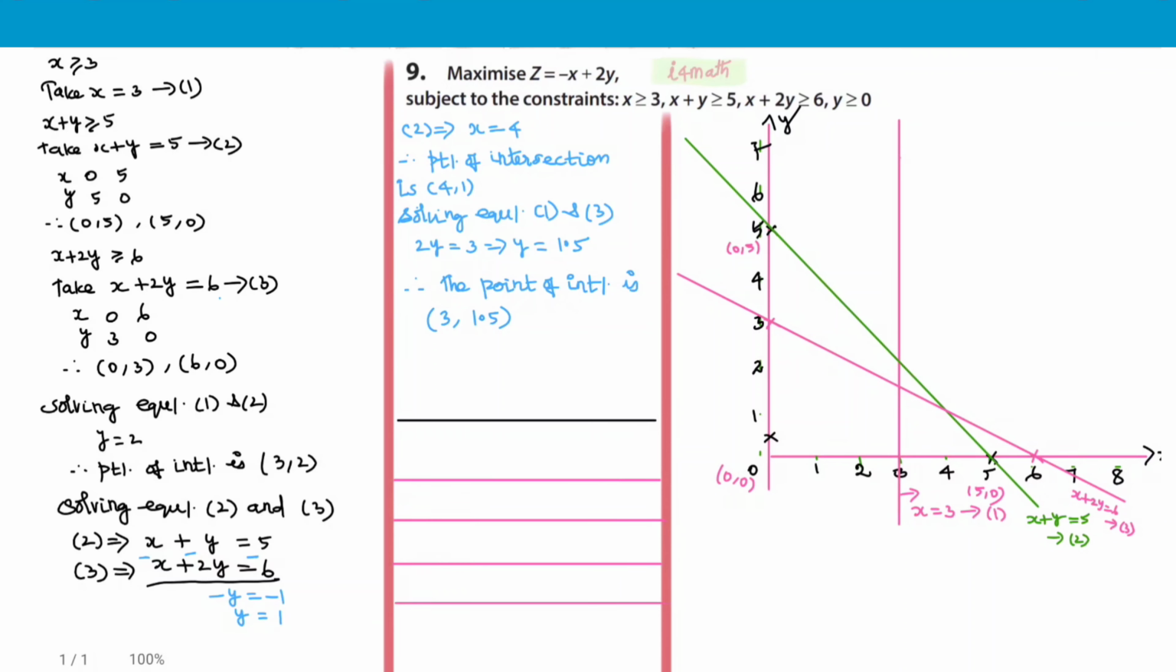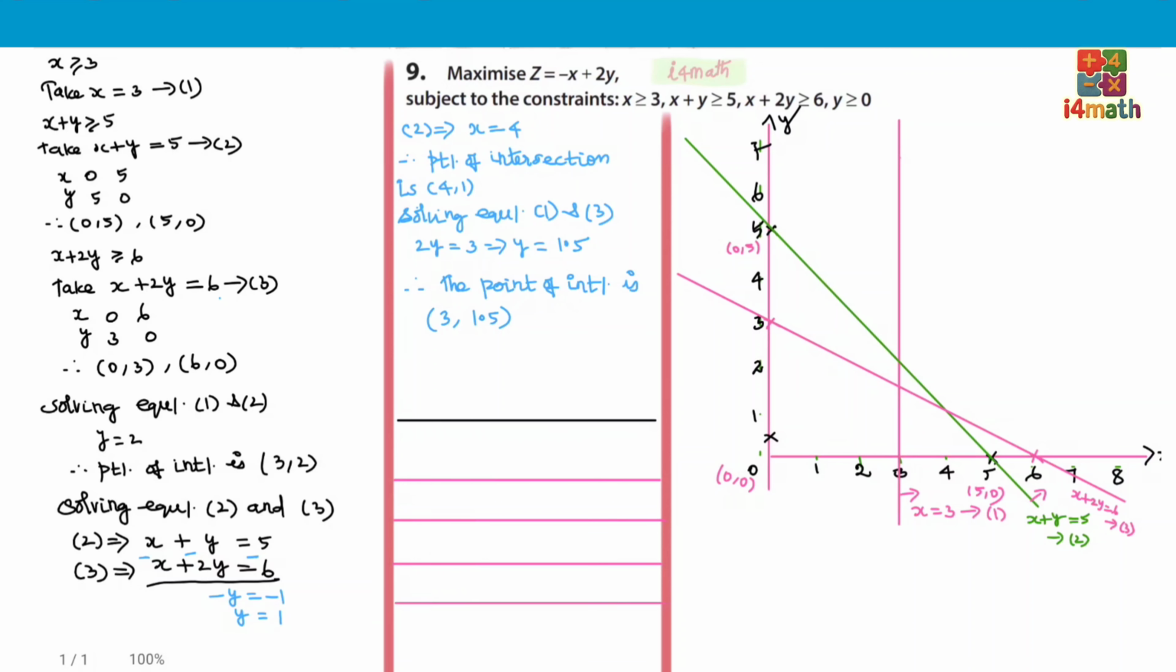So this line x plus y equal to 5 splits the entire plane into 2 parts. This part contains the origin and this part does not contain the origin. The plane which does not contain the origin will be the solution. So I can shade this side for x plus y equal to 5. That will be the area x plus y greater than or equal to 5.